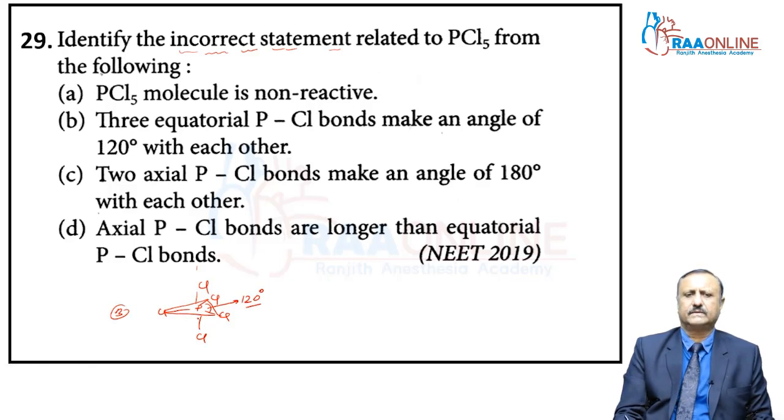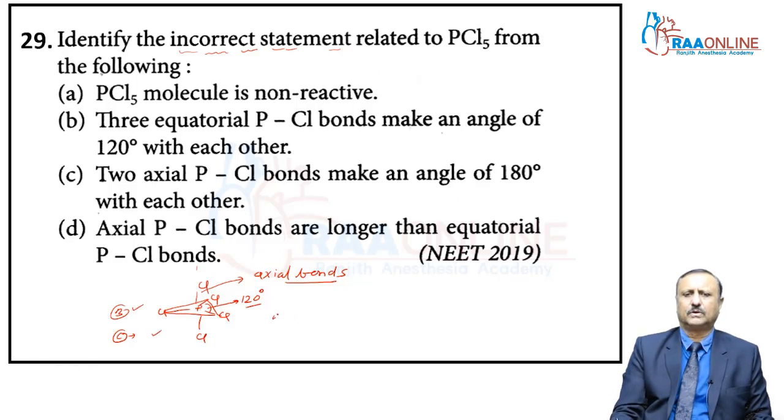Now, we can see here option C. Option C tells us the two axial P-Cl bonds make an angle of 180 degrees. Yes, this is the axial bond, my dear students. This is the axial bond. Two axial P-Cl bonds make an angle of 180 degrees. Yes, this is axial and this is axial, and they make 180 degrees with each other. So, C is correct.